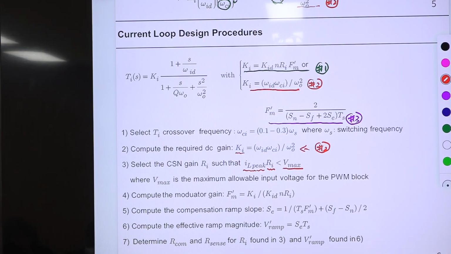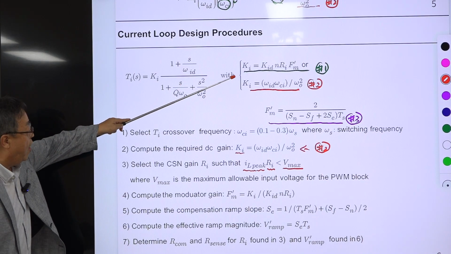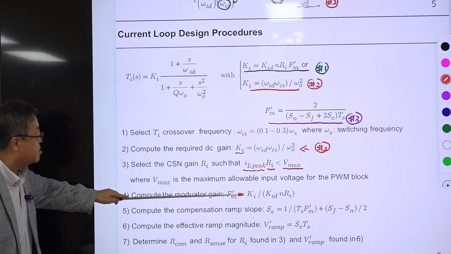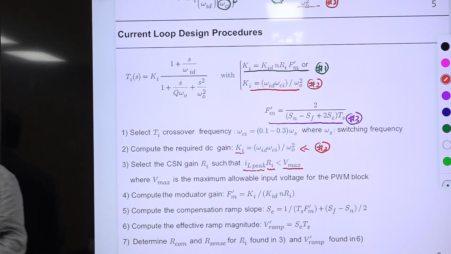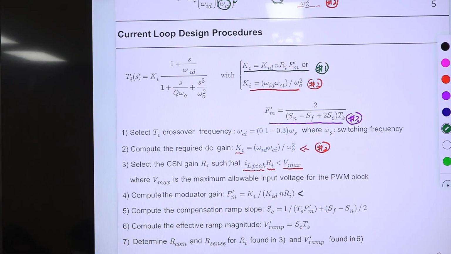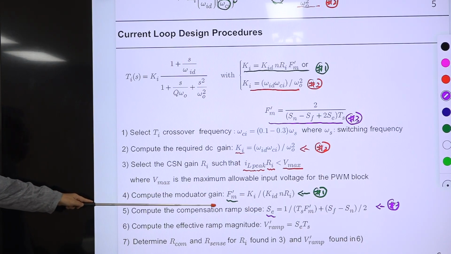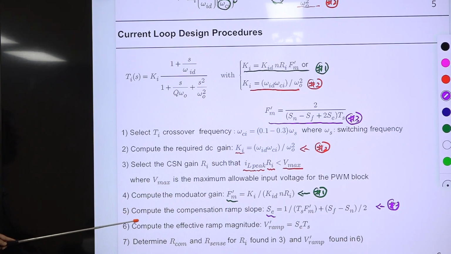Then we have another expression of this number 1. Then calculate this. This Ki is fixed, determined here. Then you can calculate Fm prime using equation number 1. So equation number 1 is coming here. You compute this Fm prime, and equation number 3 is coming here. From equation number 3, you calculate the desired slope to have the desired Fm prime. Then everything is determined.